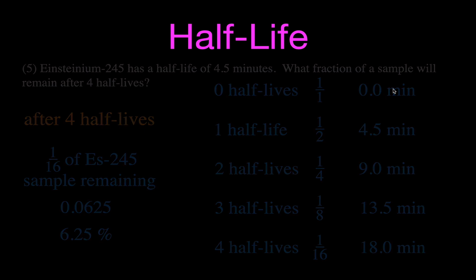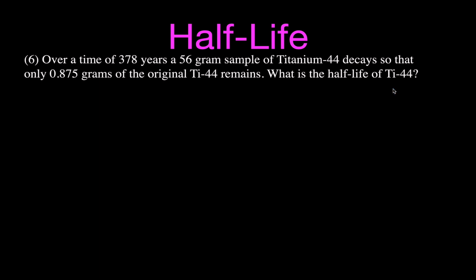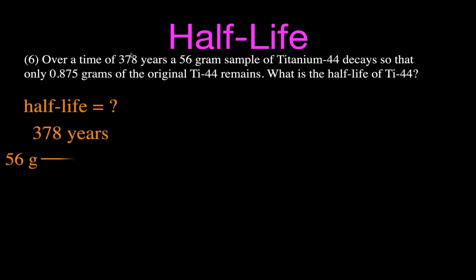And I think we have one more example. This one says that number 6 says over a time of 378 years, a 56-gram sample of titanium-44 decays so that only 0.875 grams remains from the original titanium-44 sample. We want to know what's the half-life, okay? Now, we've been given the total time, okay? And that's 378 years. And we want to know when it reduces from 56 grams to 0.875 grams.